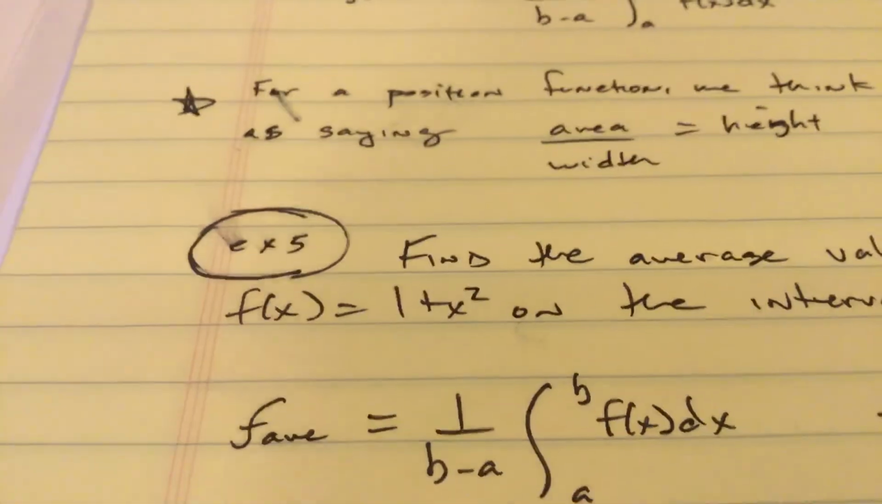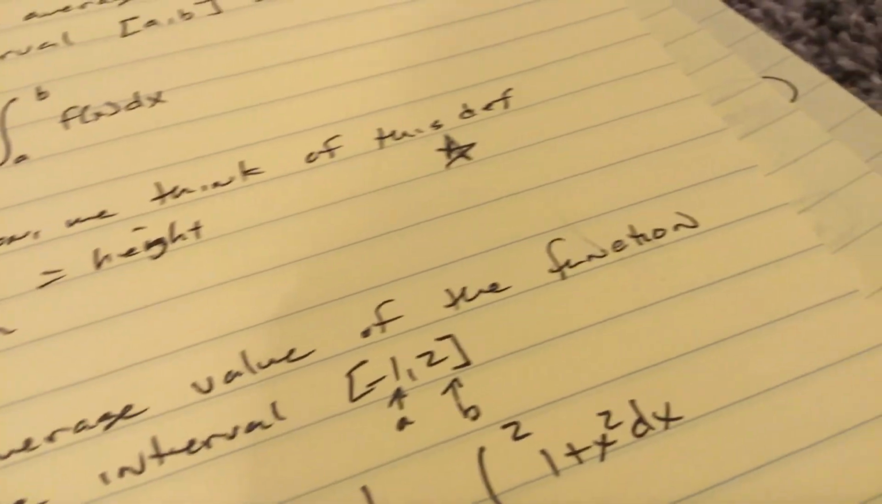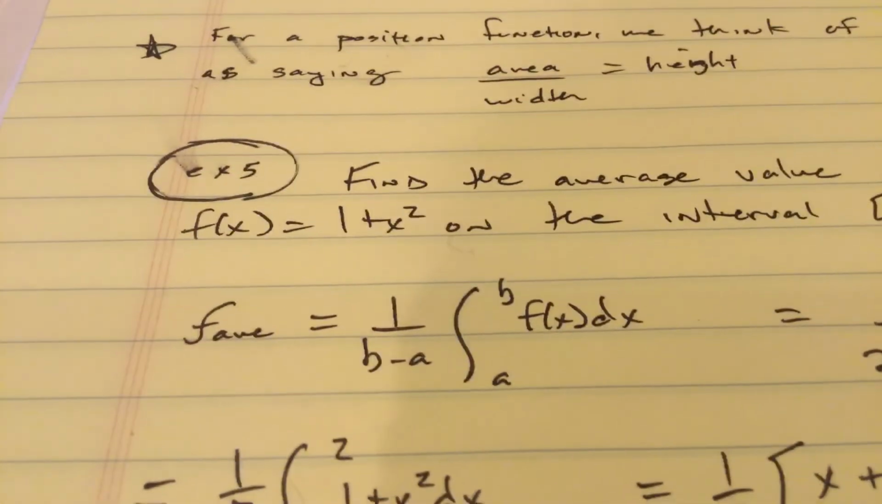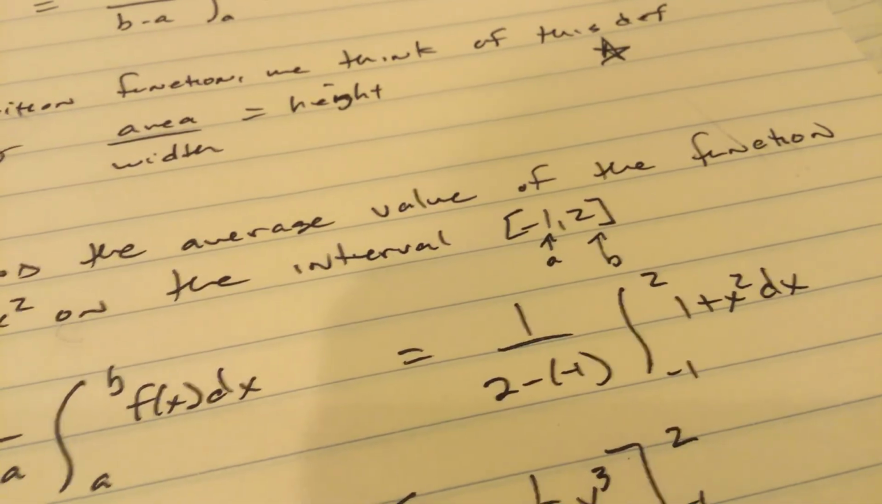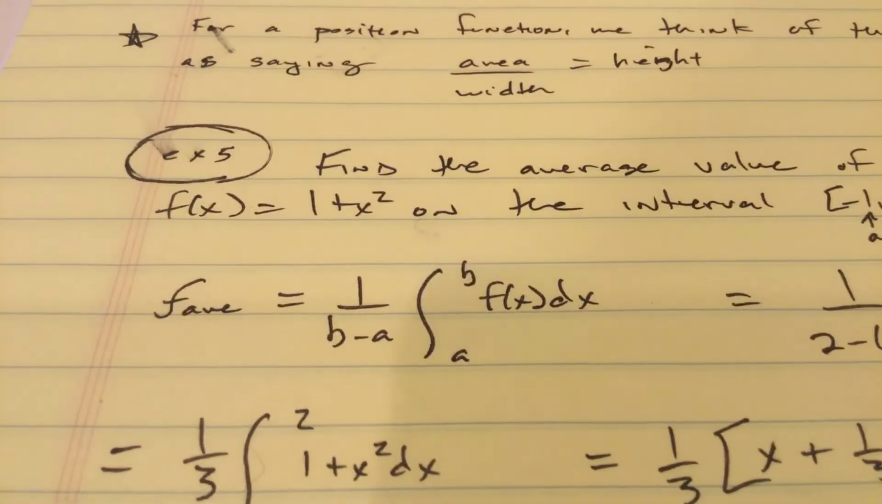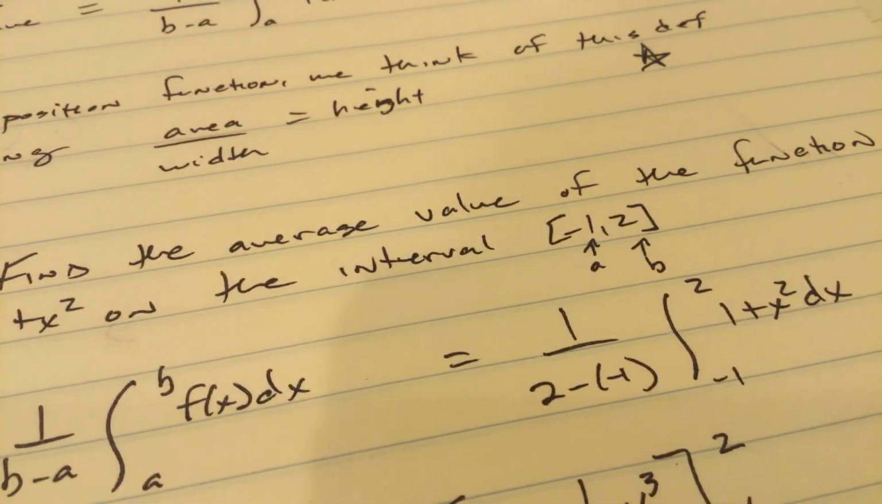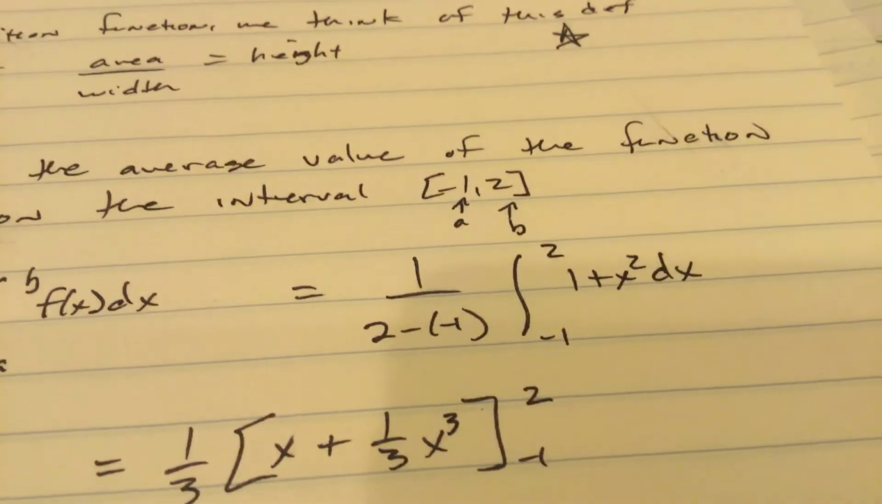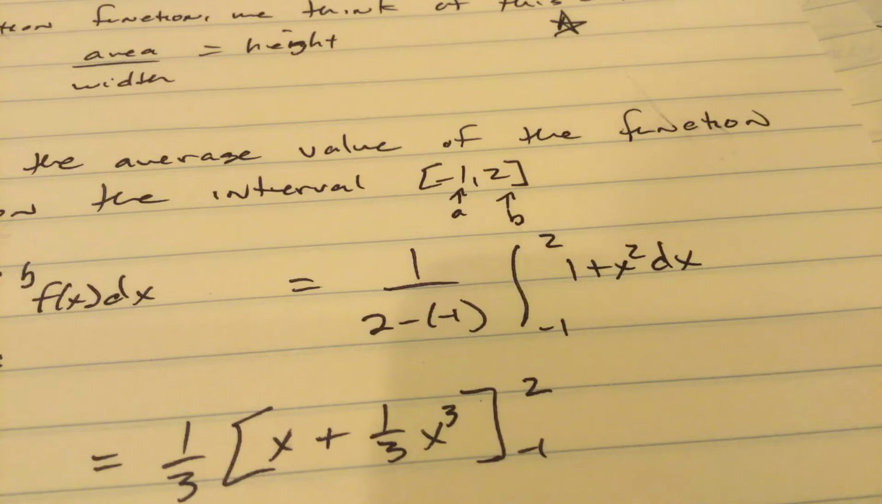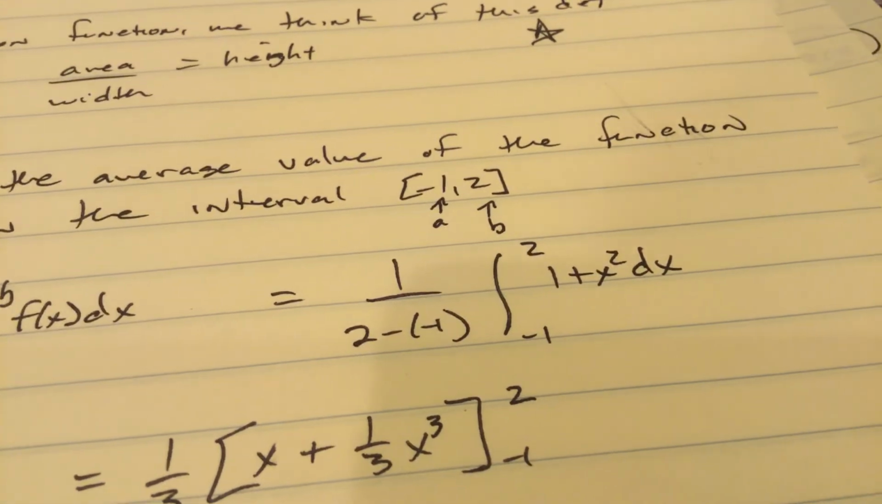Average value of a function. So find the average value of the function f of x is equal to 1 plus x squared on the interval -1 to 2. That's f of x. That's the interval. F avg would be 1 over b minus a, that integral. So 1 over 2 minus negative 1, the integral negative 1 to 2 of 1 plus x squared dx.